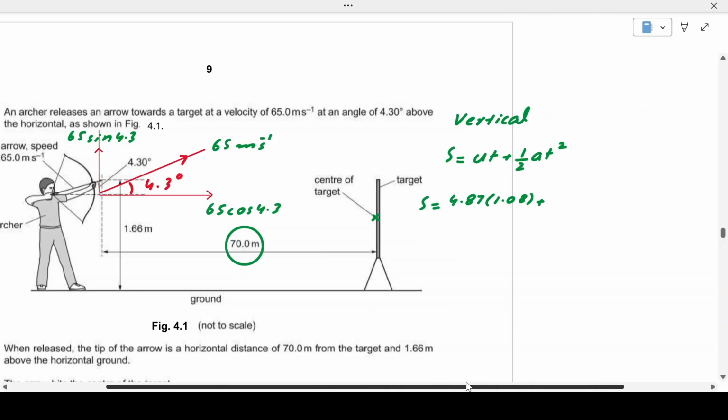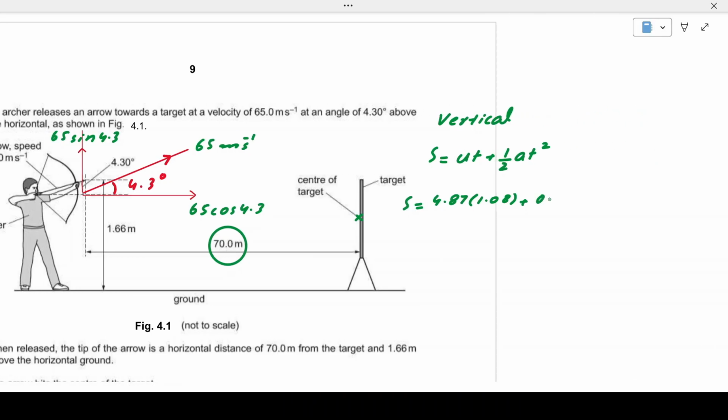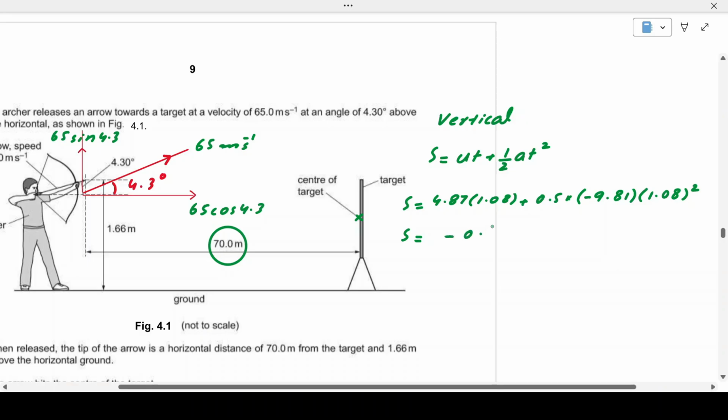Plus 0.5, 1/2 as it is, means 0.5, times the value of g, 9.81 for vertical. When we use equations of motion, we always take 9.81, times 1.08 squared. So this is the vertical displacement, and this is also the height. If you hit it on the calculator, you get minus 0.46.